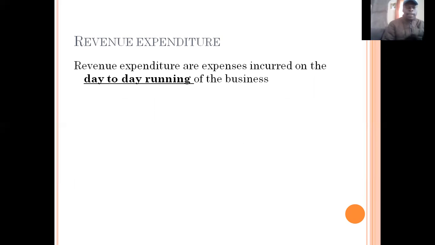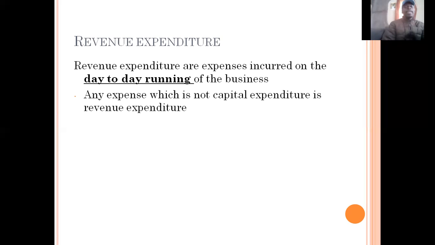Let's move on to the other aspect, revenue expenditure. By definition, revenue expenditure are expenses incurred on the day-to-day running of the business. We are saying all the expenses that you incur on a daily basis, such as payment of electricity, salaries, and insurance, we classify as revenue expense. Any expense which is not capital expenditure is revenue expenditure.